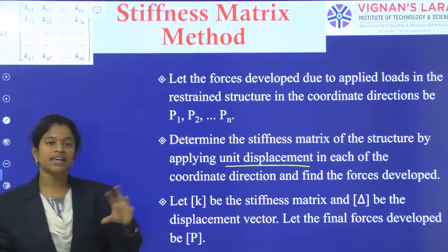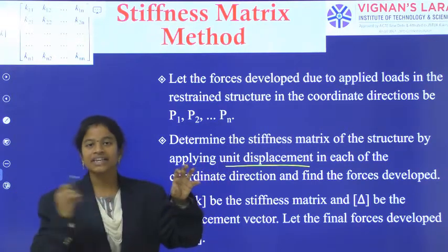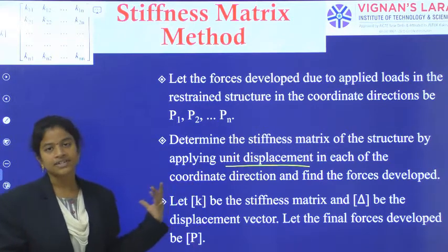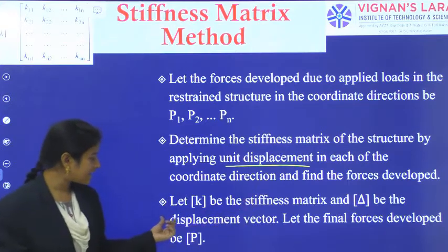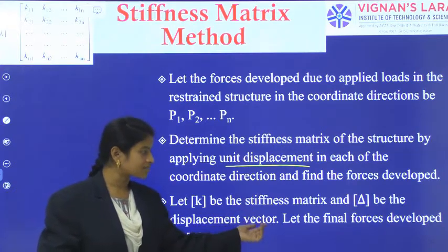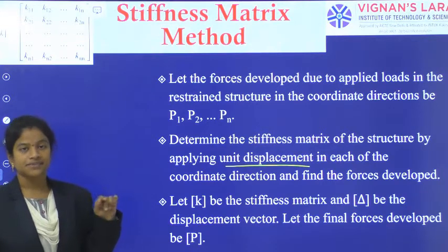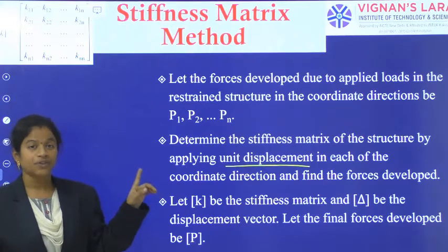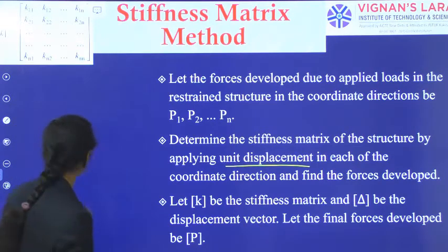Previously, we applied some force or moment and calculated the corresponding results in the form of slopes and deflections. Here, we do the reverse. Let K be the stiffness matrix, delta be the displacement vector, and let the final forces be P. So the stiffness matrix is indicated with K, the displacement vector with delta, and the forces with P.